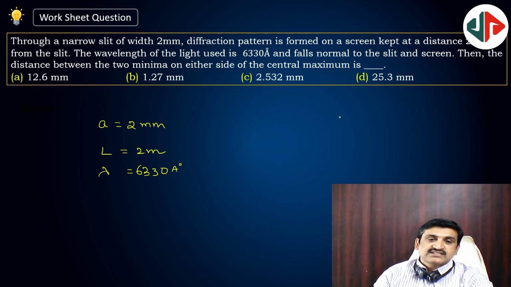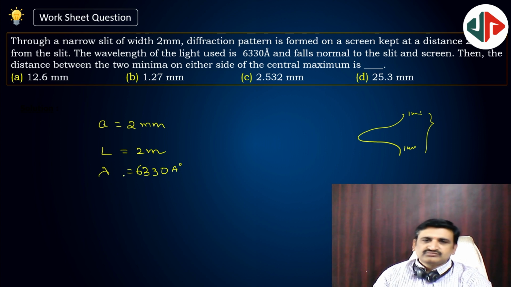Maybe this is the central maximum, this is one minima, and this is another minima. So he may be asking the gap between the two minima. That is maybe 2y1, right? 2y1 is equal to 2 into y1, where y1 is equal to lambda L by a.